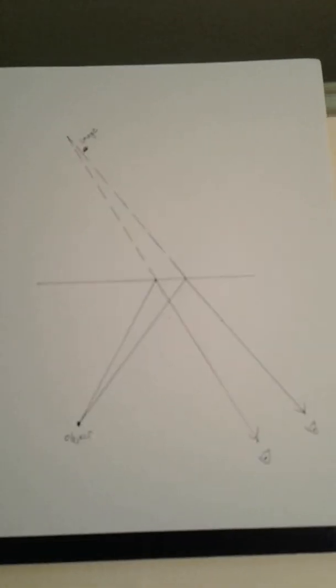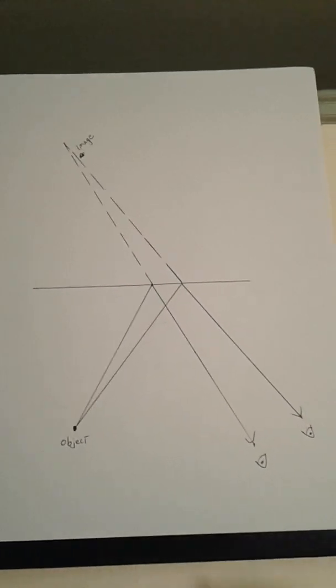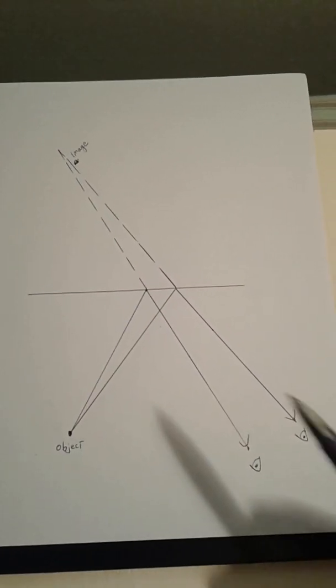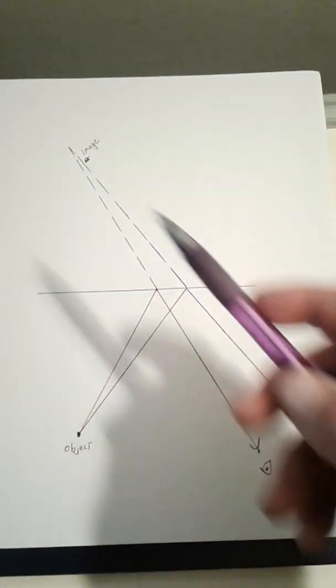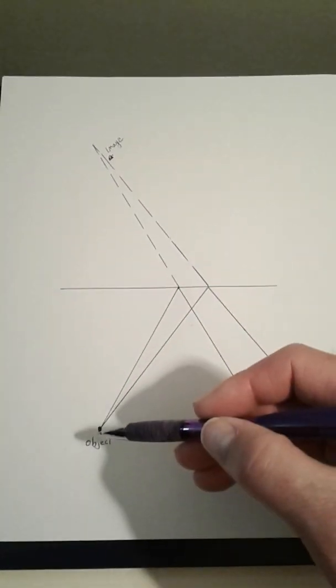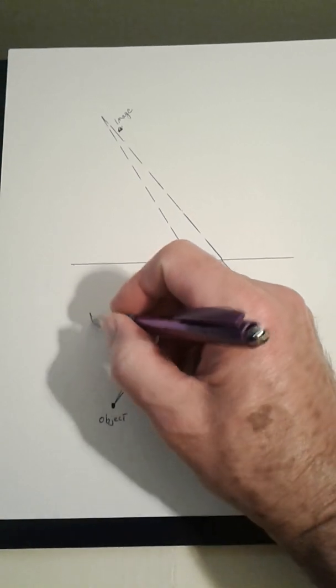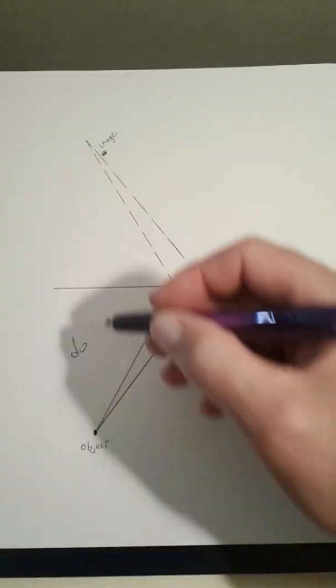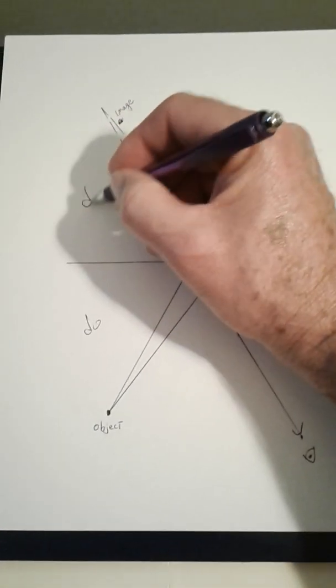It's not bad. This is how we see an image from light rays that spread out, and we trace them back to a point of origin. Now, you might notice that this distance is called the distance to the object, and with a flat mirror, it's equal to the distance to the image.